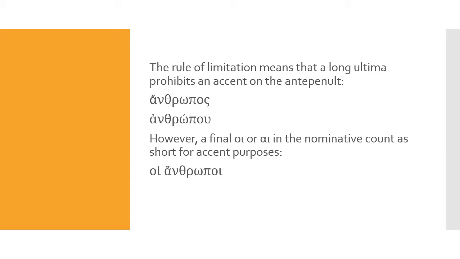So in the ευθεία, η anthropou, that omicron iota at the end counts as short, and so the accent remains upon the antepenult, upon anthropou. The same we find with feminine nouns, melite: the alpha iota counts as short, and so the accent remains upon the third last syllable, the antepenult, me, melite.